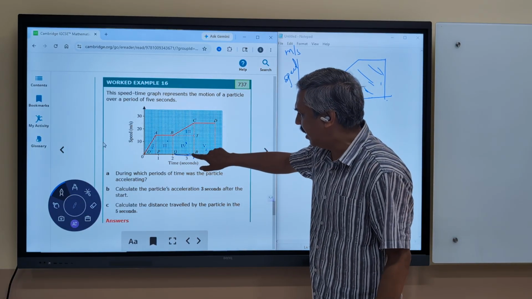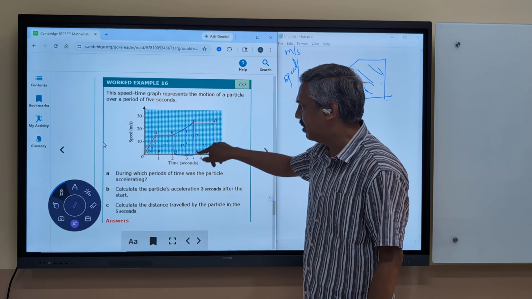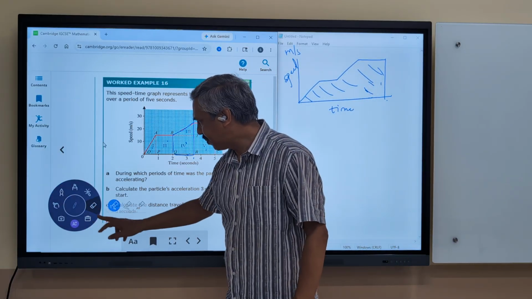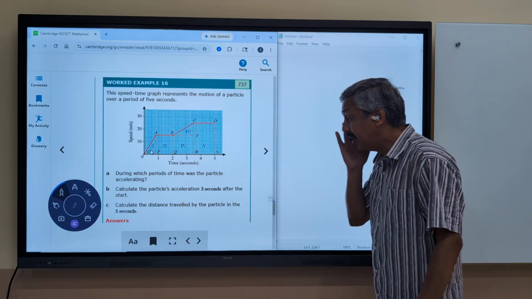You can take this entire thing as a trapezium as well and then calculate the area as well. It is also fine. Next question.